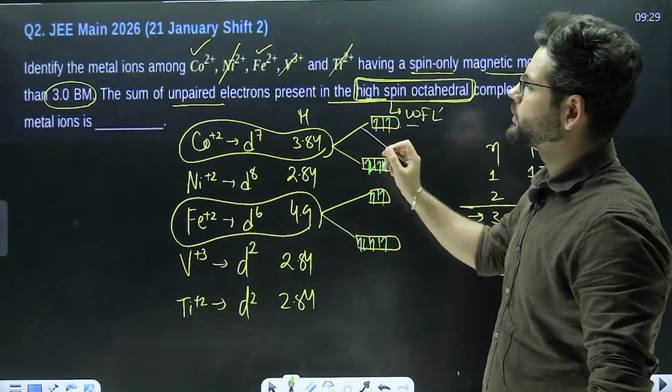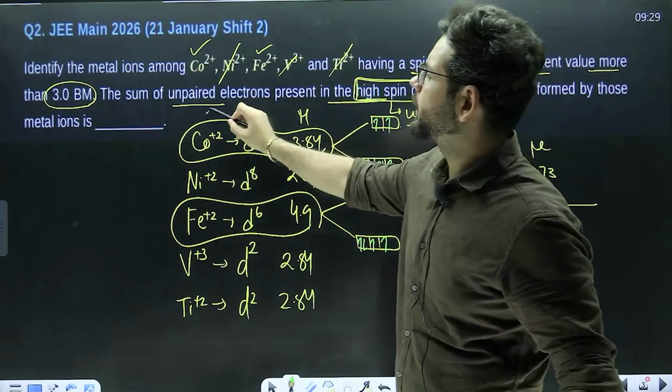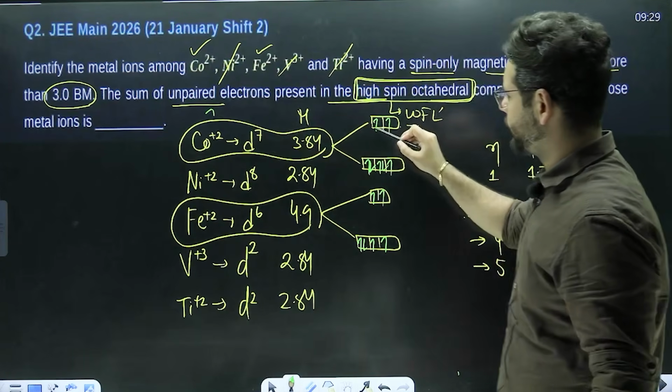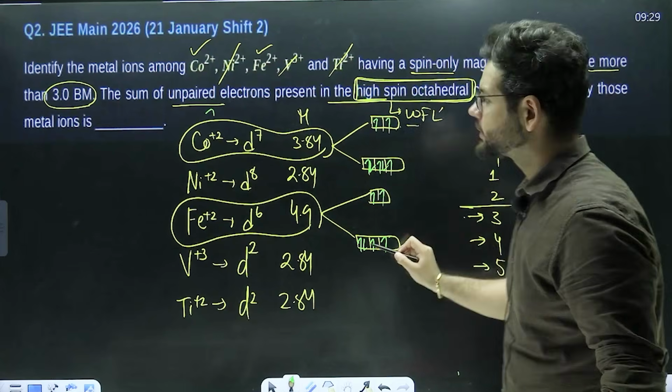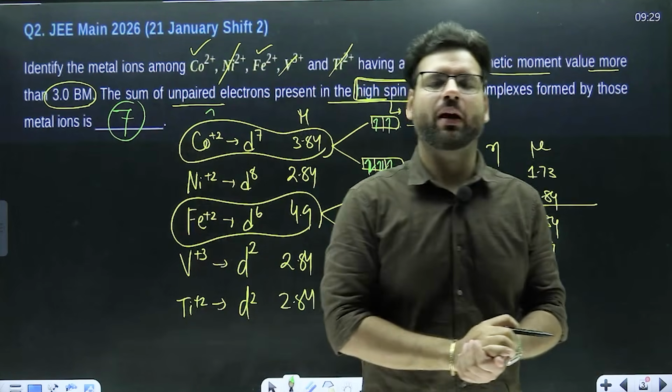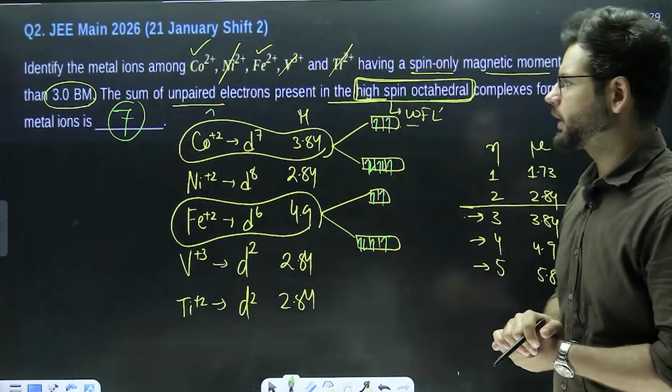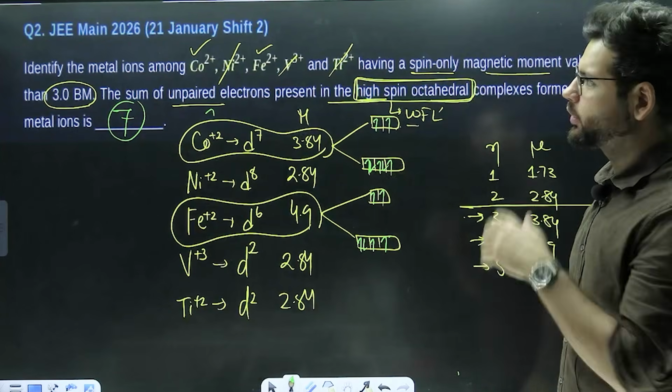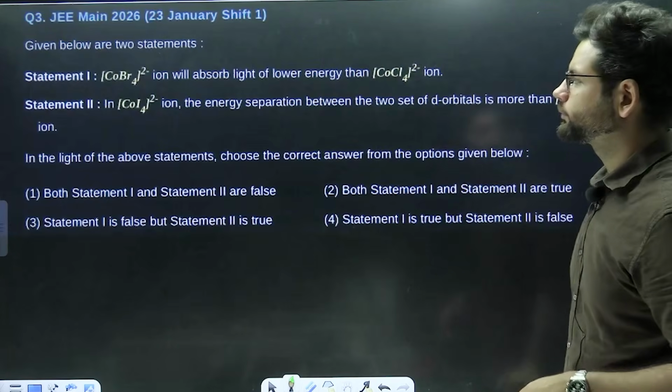So the question was the sum of total unpaired electron present in these complexes. So I can see 1, 2, 3, 4, 5, 6, 7 unpaired electrons. So answer will be 7. So it's a nice question. I hope it is clear to everyone. Moving to the next one.